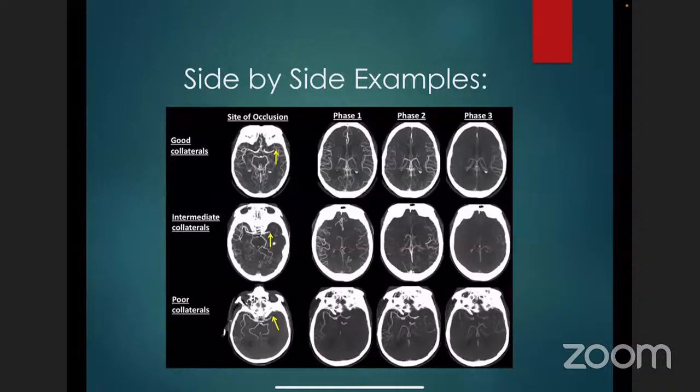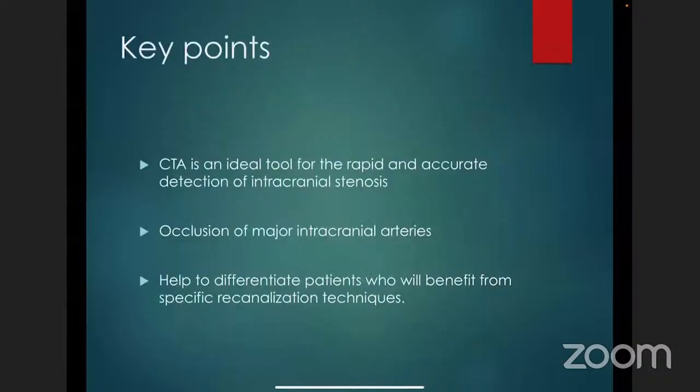If you look at the intermediate collaterals in the same patient, there is a delay in the second and third phase. But in the poor collateral, there is also a delay in the second and third phase of backfilling, with very few vessels identified. So the CT angiogram is an ideal tool for rapid and accurate detection of intracranial stenosis or the site of the occlusion, whether there is a large vessel occlusion or not, and it also helps to differentiate patients who will benefit from specific recanalization techniques.